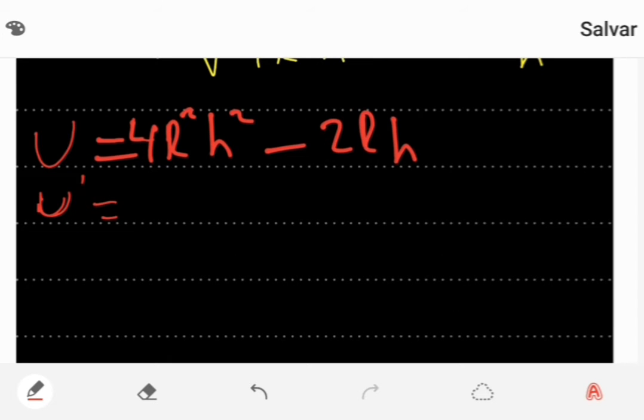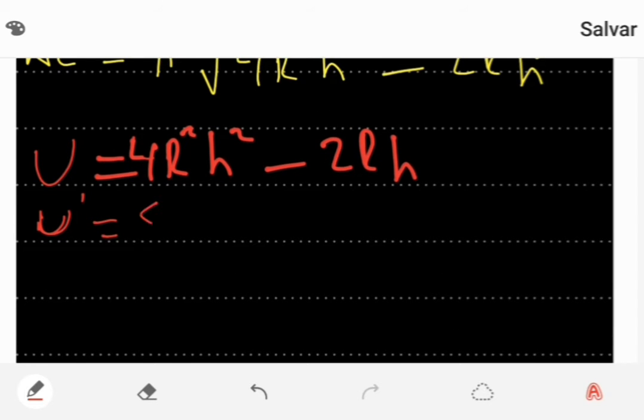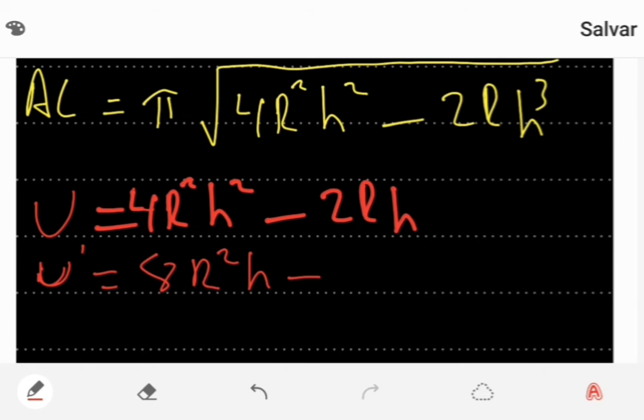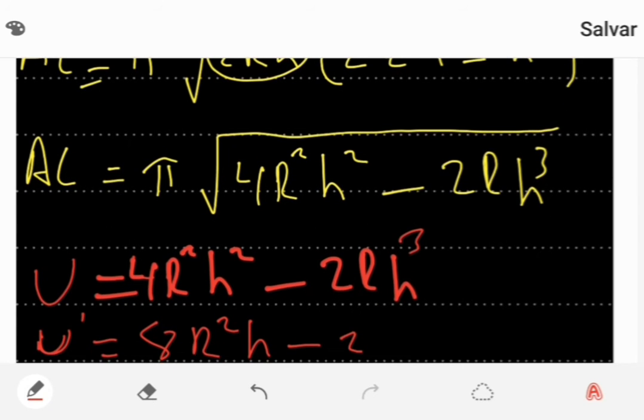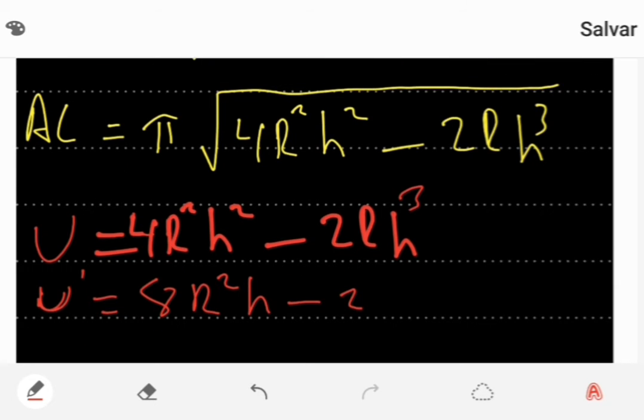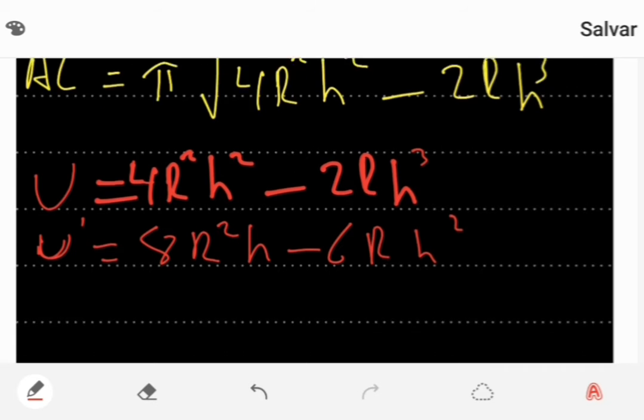So the derivative of this part over here is 8R squared H minus, wait, this is cubed over here. Okay, so because here it's cubed, 2 multiplied by 6 is R H squared. Okay, so this is going to be U prime. So let's derive now.